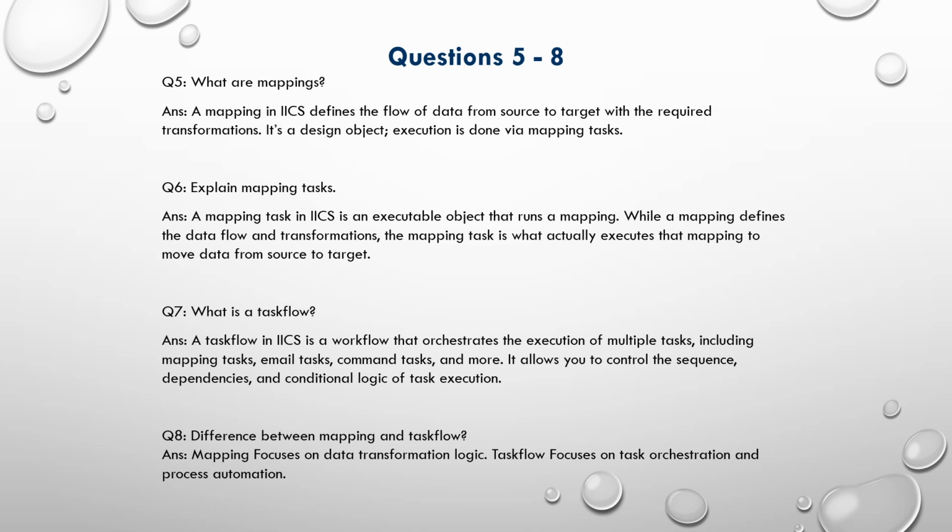Question 7. What is a task flow? Answer. A task flow in IICS is a workflow that orchestrates the execution of multiple tasks, including mapping tasks, email tasks, command tasks, and more. It allows you to control the sequence, dependencies, and conditional logic of task execution. Question number 8. Difference between mapping and task flow. Answer. Mapping focuses on data transformation logic.